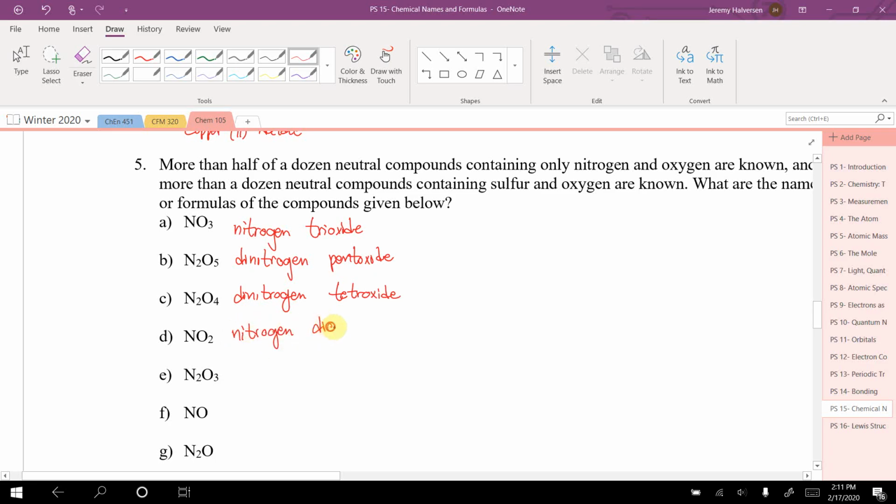Nitrogen dioxide. Now you might be wondering, no, I thought that was nitrite from the table of polyatomic ions. It would be nitrite if it had a negative on it, but it doesn't, so it's just nitrogen dioxide. It's not a polyatomic ion.